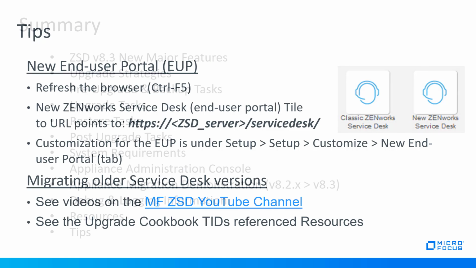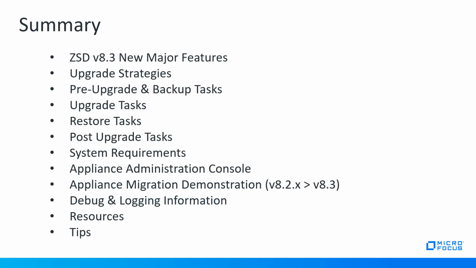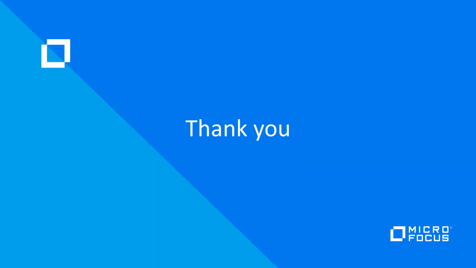In summary, we've covered at least a high view of what major features are in version 8.3, some upgrade strategies, of course the tasks all the way through from pre-upgrade to post-upgrade, checking out system requirements, appliance administration console. We had a short demonstration on 8.2 to 8.3, and then we talked a little bit about debug and logging resources and tips.